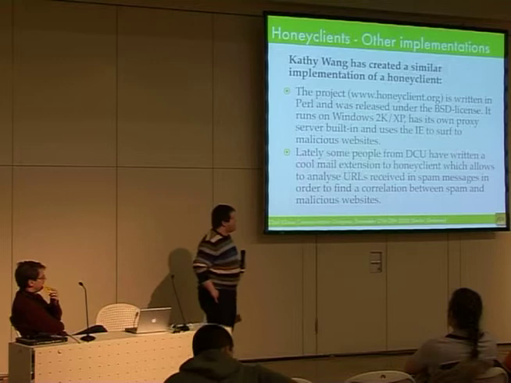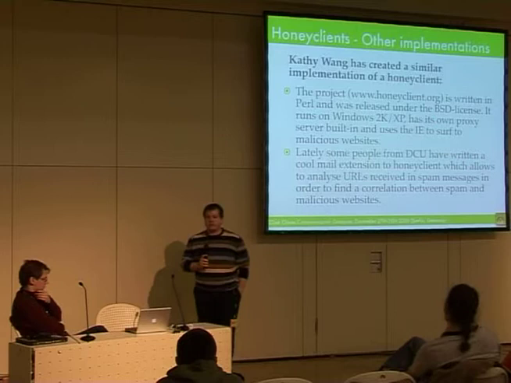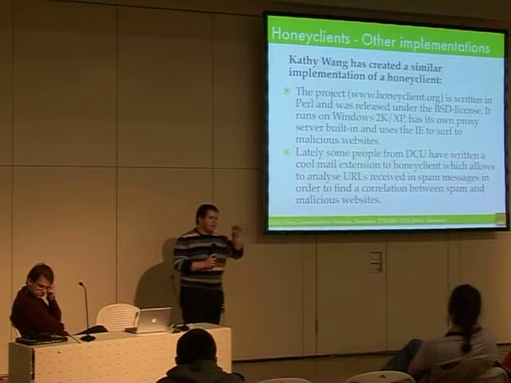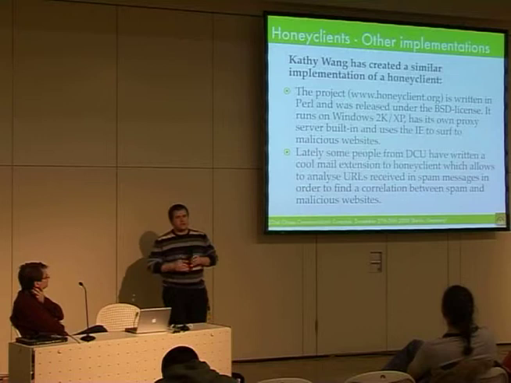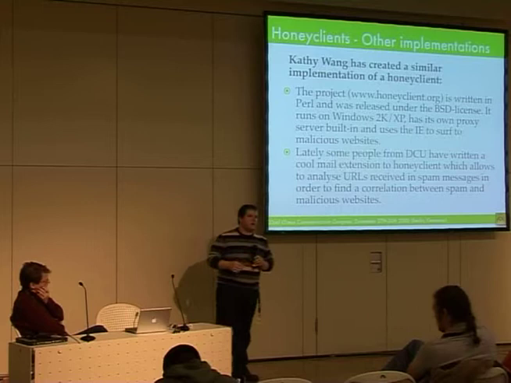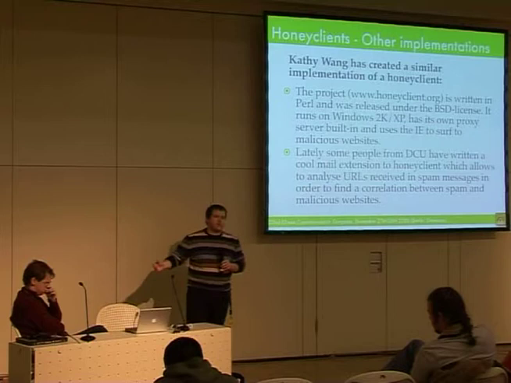But never mind, the people that studied at DCU last year wrote an extension to Honey Client which analyzes spam messages, and it extracts all the URLs from those spam messages, and goes on and visits every single URL that has been included in those spam messages. And so what you can do with this is basically find the correlation between spam and malicious websites. So you can try to figure out what percentage of websites or people that produce spam are also malicious. I mean, they might be malicious in their own nature, but I mean malicious in the way that they actually target users. Okay.